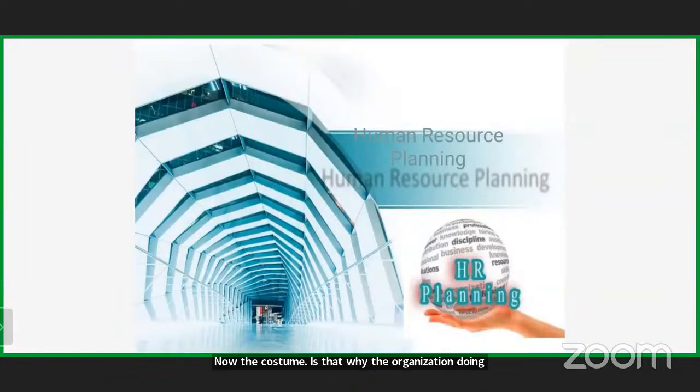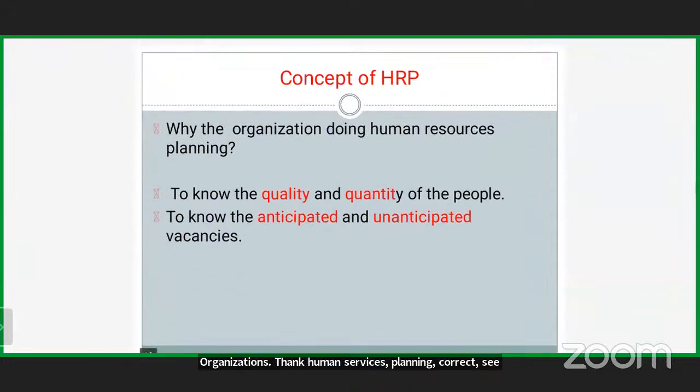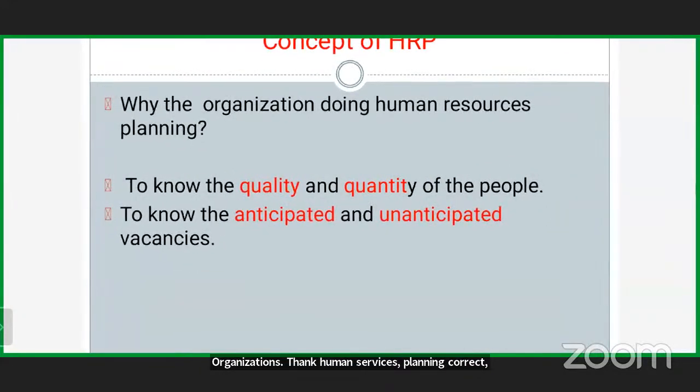Why does the organization do human resource planning? See, the organization does human resource planning to know the quality and quantity of the manpower and to know the anticipated and unanticipated vacancies. The objective, it means why the organization does human resource planning? To know the quality and quantity of the people.